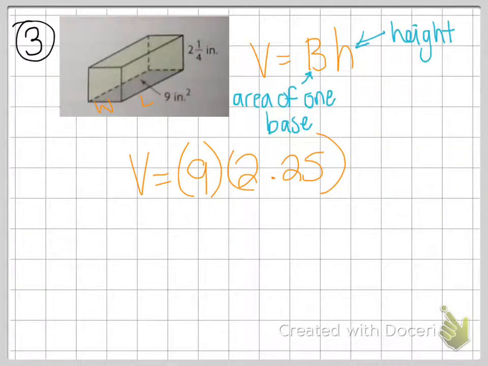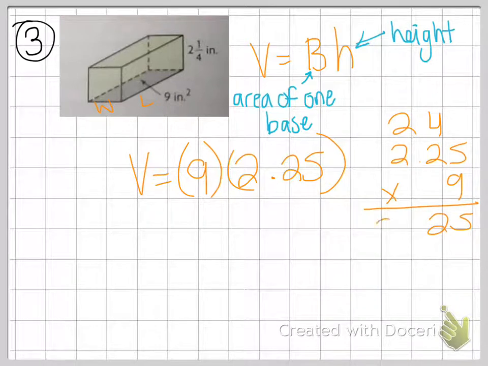All right. You could leave it as fractions if you prefer. It does not matter. 2.25 times 9 is 18, 45, 20 25 hundredths. This is the same as 20 1/4 cubic inches.